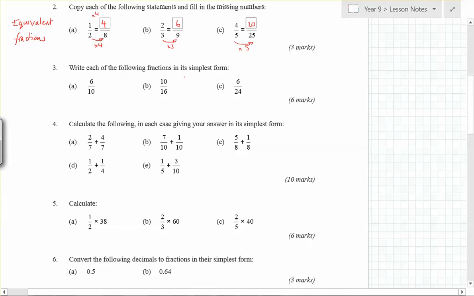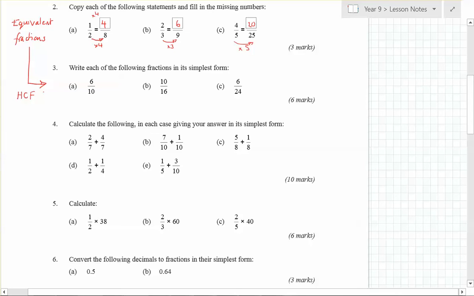So this is the one you did 5 minutes ago. So, simplest form, again, is still equivalent fractions, but we're kind of going the other way. So it's still equivalent fractions, but instead of multiplying, we try and find... Well, do you remember what it is? We try and find a highest common factor. So we try and find the biggest number that divides into 6 and 10.